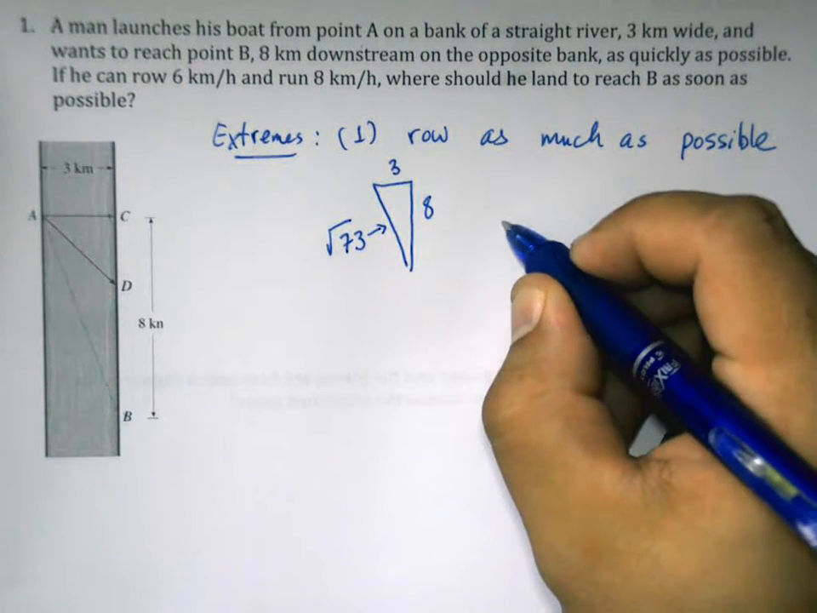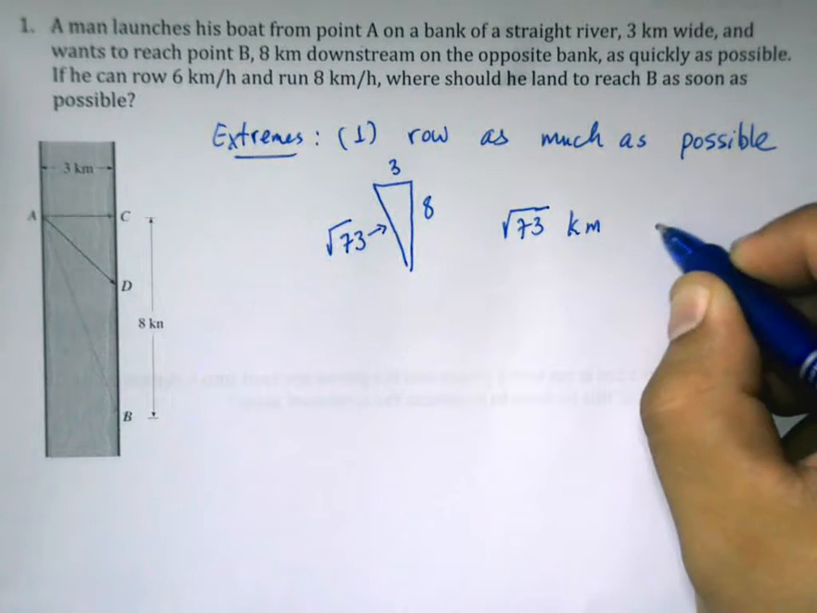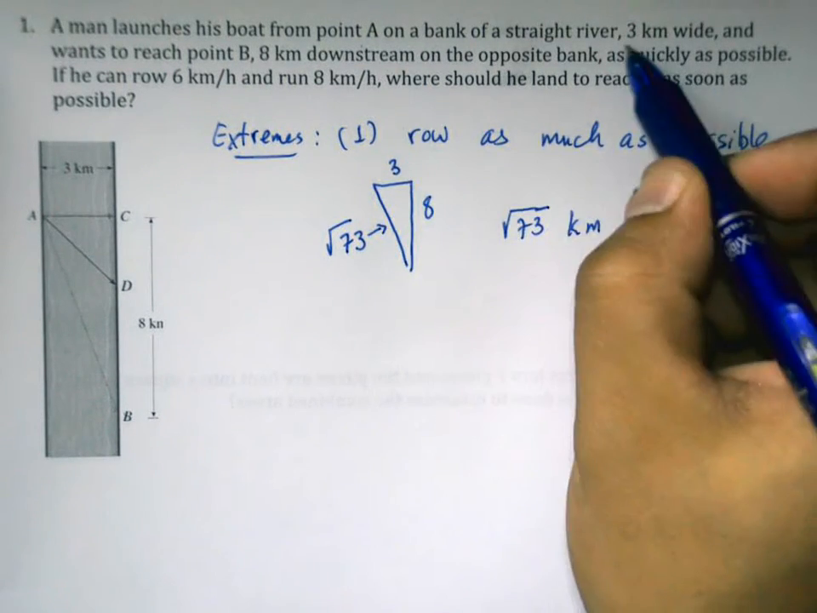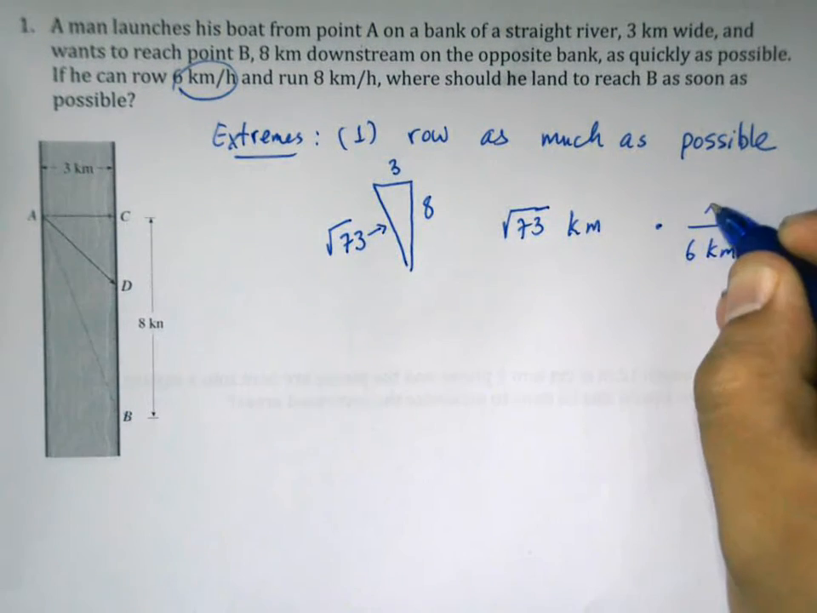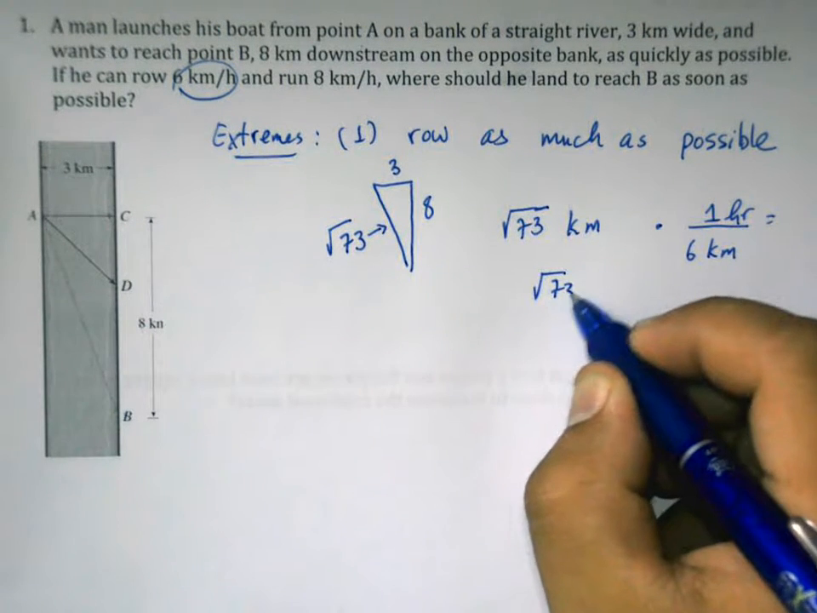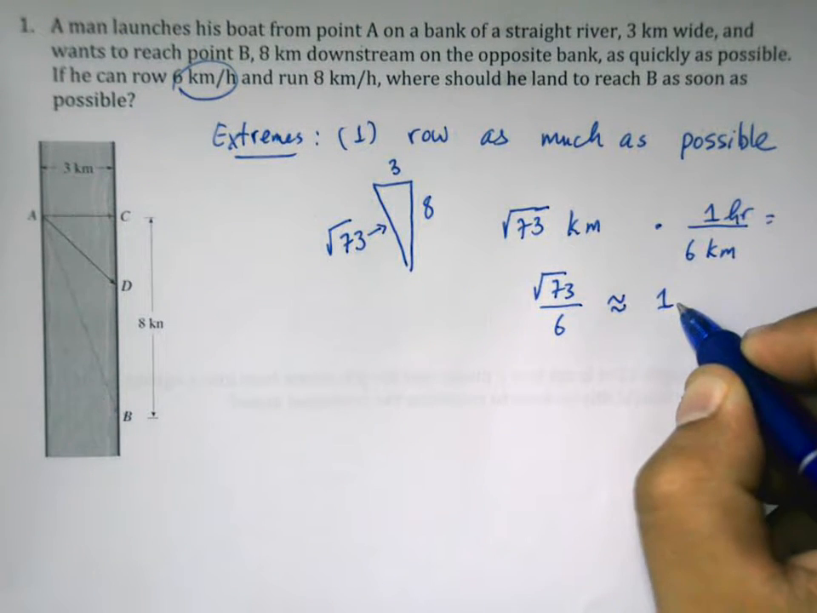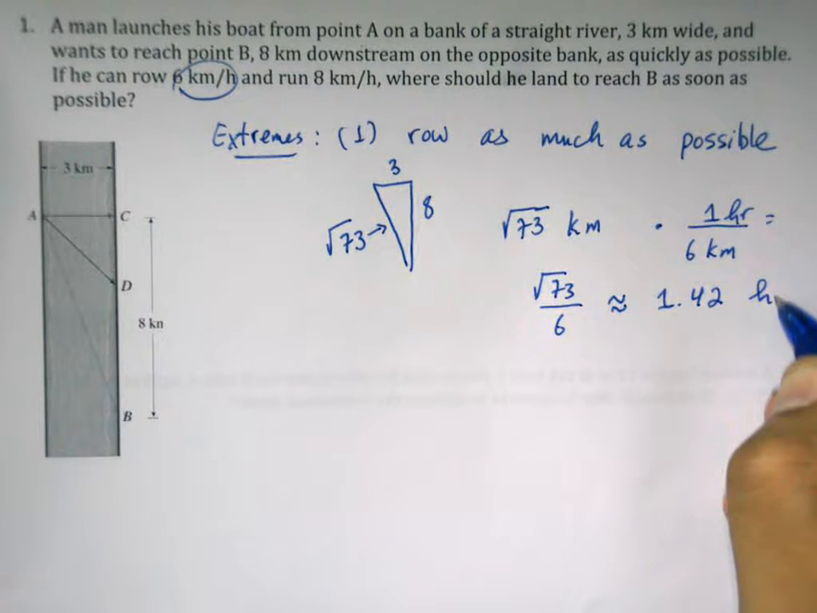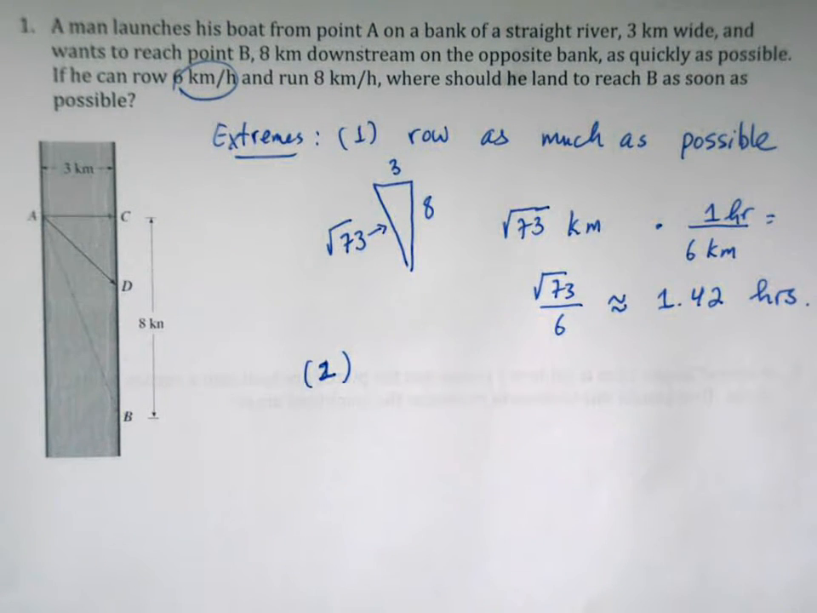So he is going to row root 73 kilometers at a rate of 6 kilometers per hour. So 6 kilometers per 1 hour, in which case it will take him root 73 over 6, which is approximately equal to 1.42 hours. Okay. Then the other extreme, 2, is that he could row as little as possible.